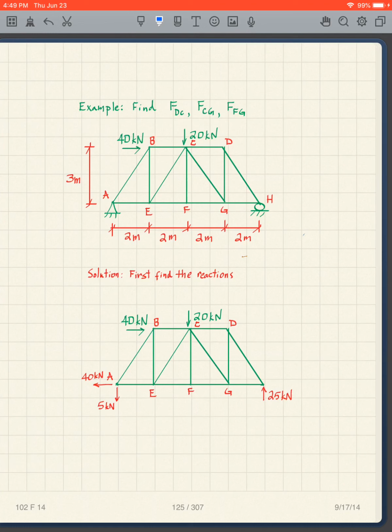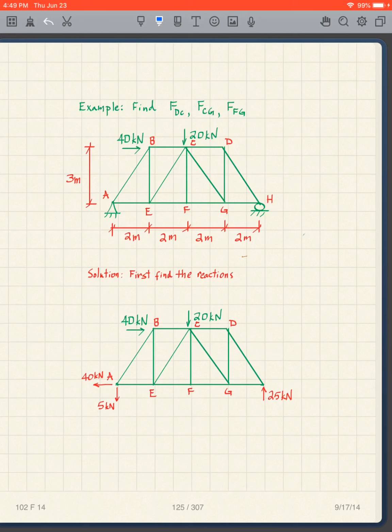Okay, so that's for a triangle, and now you can see how to get each node in a triangle. Now we have a more complicated truss, and I'm just going to say, okay, let's find just a few member forces. How can we do that without solving this whole thing node to node? There are some shortcuts we can do. If I look closely here, it says I want to get FDC, FCG, and FFG. So let's find those members to begin with.